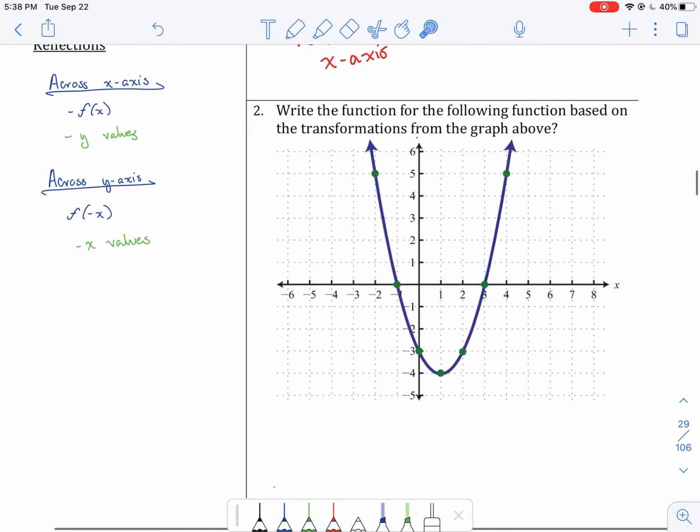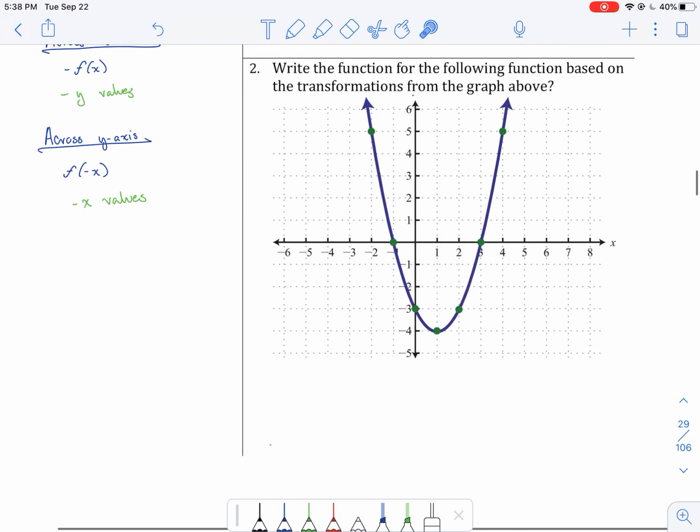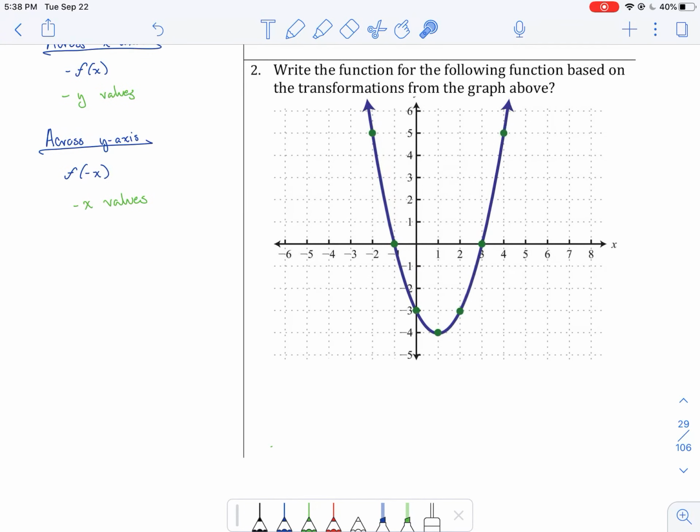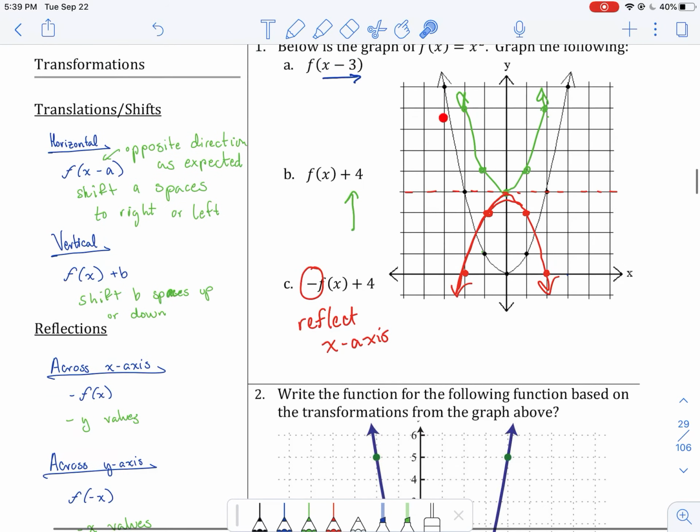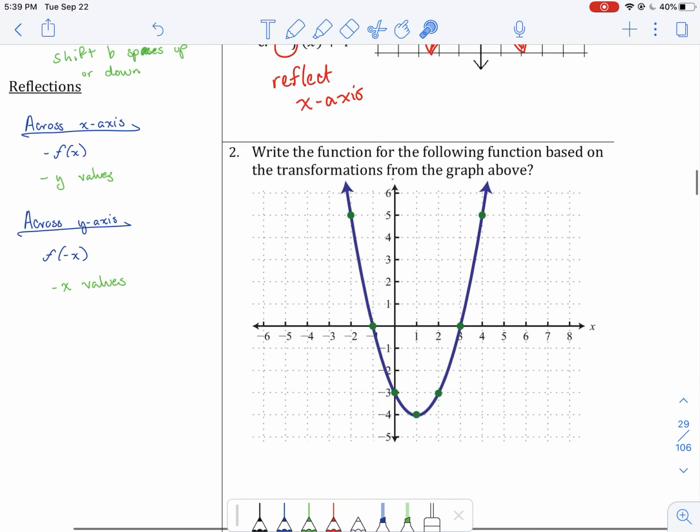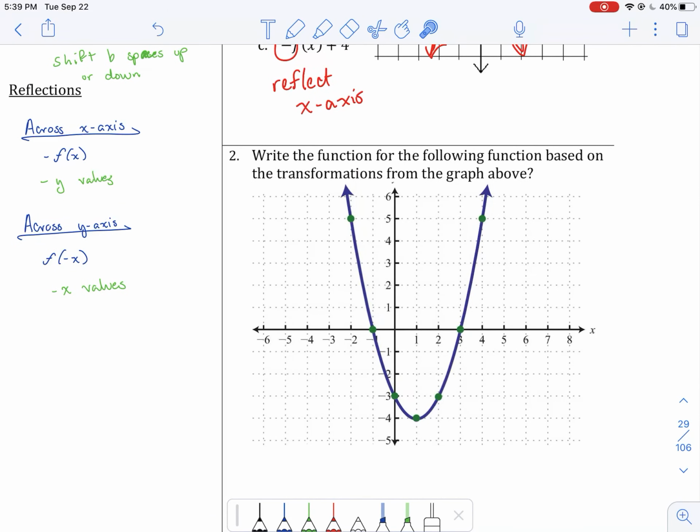So, looking at number 2, write the function for the following above based on the transformation on the graph. So we notice that this is also a parabola, and we ask ourselves what transformations have happened. Well, no reflections have happened because we're still having this shape. We don't have one like this. I mean, perhaps a reflection over the y-axis, but that doesn't actually change parabolas because it would just go like that. So all we've got is translations.